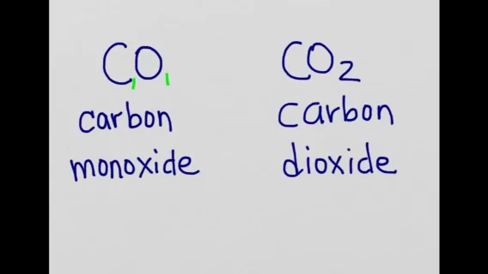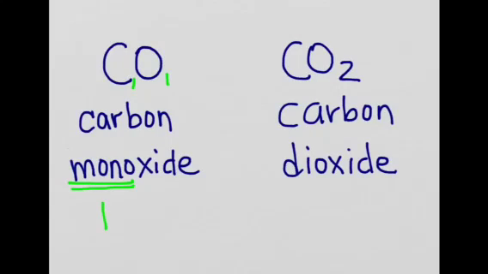When the very first atom in the compound only has one, you don't have to say how many there are. It's understood. So just by saying carbon means there's just one. But thereafter, you have to tell how many there are. And so when there's one atom of oxygen, you use the prefix mono. Mono means one.